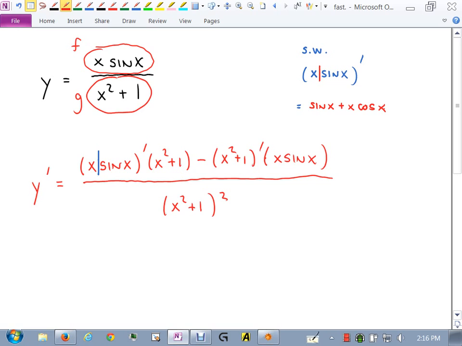Where at? Like into the cosine? No. Mm-mm. Nope. Well, you could, but it would be wrong.